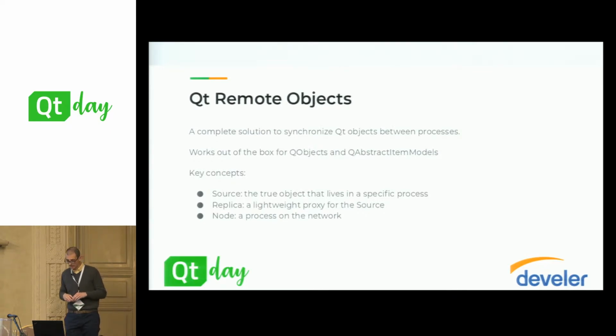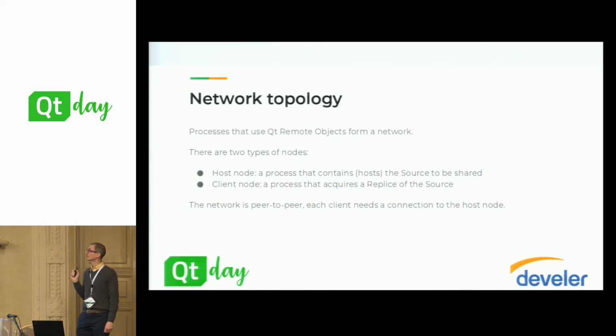And then we have a node. A node is just a process on the network. All processes that use Qt Remote Objects form a network. There are two types of node. The first type is the host node. The host node is the node that contains a source object. The second type is the client node. That is a process that acquires a replica of the source.